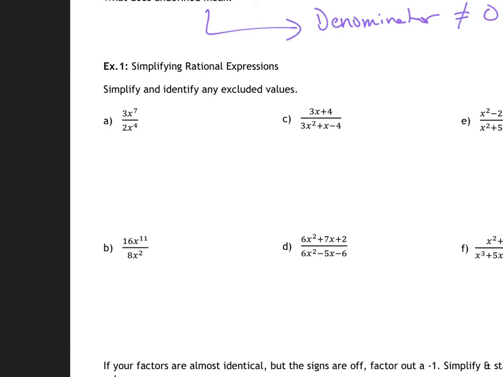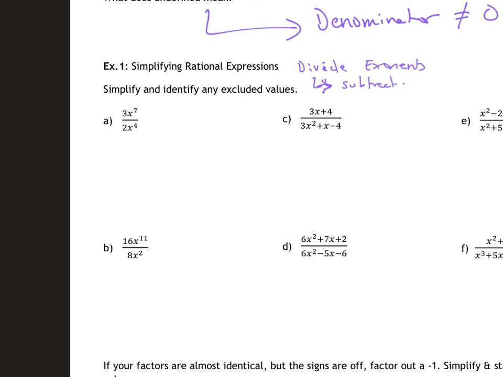Let's look at this. Numbers, you're going to treat the same way. Remember with exponents, when we divide exponents, D-I-V-I-D-E, and that's an arrow, we subtract. So anytime we're dividing exponents, remember we subtract.